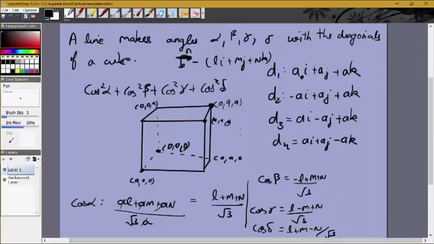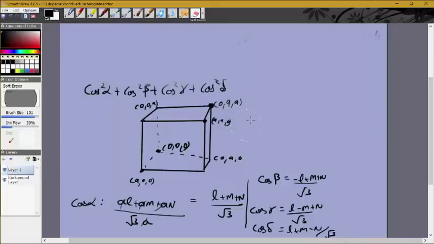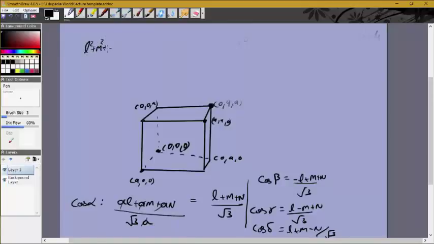And what we need is the square of these added up. So I'll just rub the upper part. These 4 diagonals, if you're having a little bit of trouble understanding, I suggest you actually take a piece of paper and make a cube, and you'll be able to get it. So cos squared alpha is basically l plus m plus n whole squared by 3. So that is l squared plus m squared plus n squared plus 2lm plus 2ln plus 2mn by 3. This is the first one.